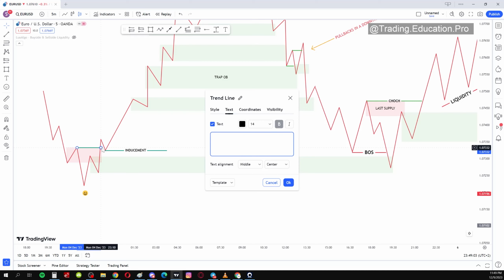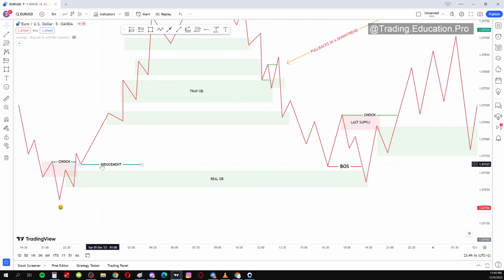And how you can spot the liquidity or inducement is by searching for the first low after the change of character or the break of structure. The first low is your inducement. The first pullback after the change of character is inducement.